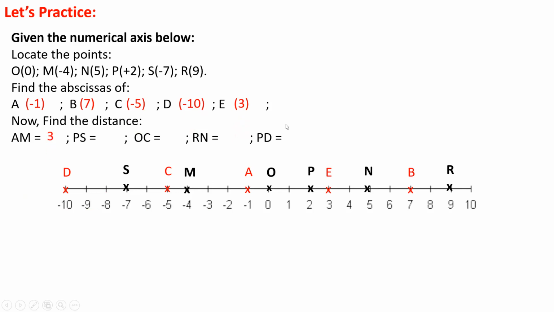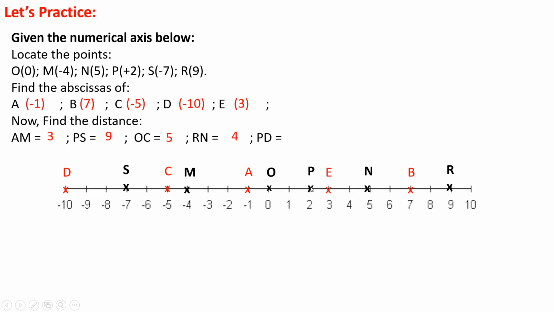We write it positive. Let's find the distance between P and S. We count 1, 2, 3, 4, 5, 6, 7, 8, 9. So the distance is 9. The distance between O and C, the distance OC, I will count 1, 2, 3, 4, 5. So the distance is 5. RN, 1, 2, 3, 4. So the distance is 4.